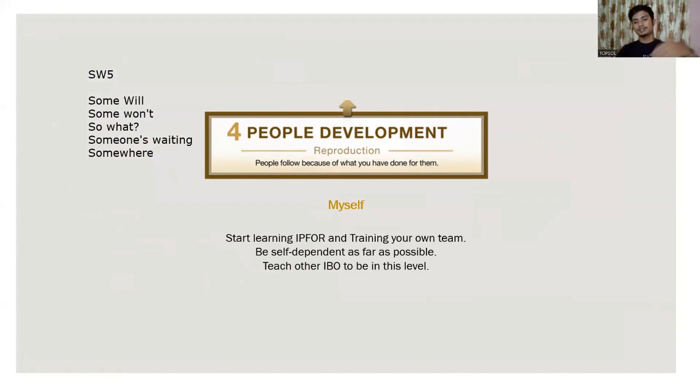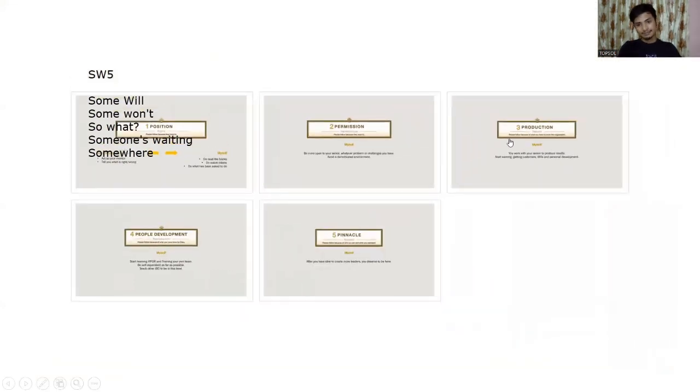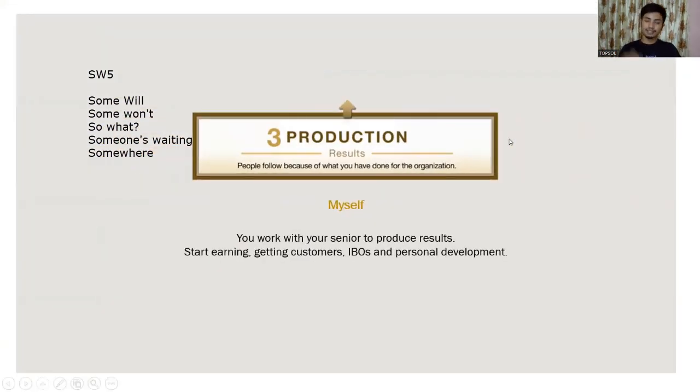Now, if people don't come to your invitation, if they don't buy your products, again, remember what? SW5: some will, some won't, so what? Someone's waiting somewhere. Again, if you're not getting the result, check first with your very first level. See how your first level is going up. Some of you don't even do personal development. You don't find time to learn more about the business, to learn more about the product. And you have the worst numbers ever.